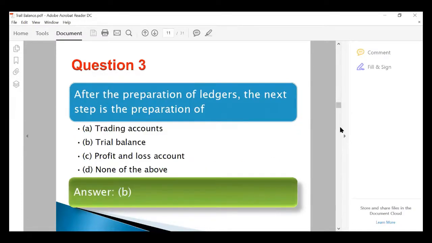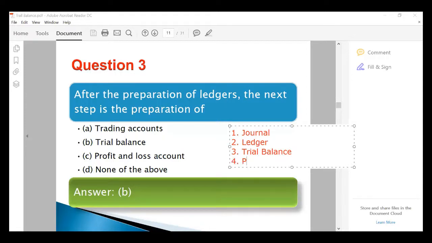Third question. After the preparation of ledger, the next step is trial balance. So what is the first step? First step is journal. What is the second step? Ledger. What is the third step? Trial balance. What is the fourth step? Fourth step is P&L. What is the fifth step? Balance sheet. So after the preparation of ledger, we need to prepare trial balance.